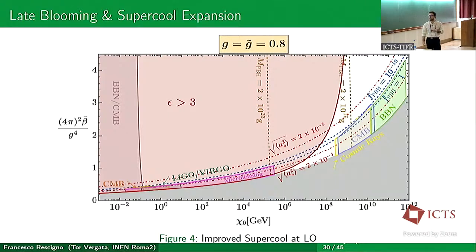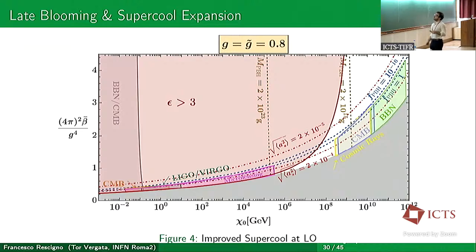This is just a benchmark to see what is the value of epsilon. Typically, the improved supercooled expansion starts to break when epsilon is around 10. Then you see the usual constraints on primordial black holes, so also the microlensing constraints, accretion constraint, mergers, and all the evaporation constraints. There is also a constraint on the reheating temperature.